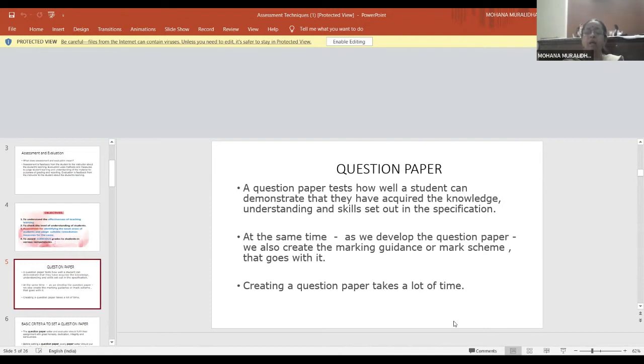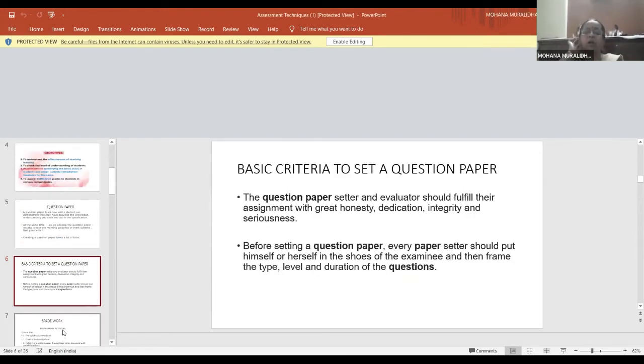So it is very essential that as and when we set the paper, we need to go with a marking scheme. So let us keep this very, very important point in mind. When we set a paper, we need to have a marking scheme. Kindly have this in mind and let us proceed setting a paper keeping this in mind. So this is one thing which I wanted to tell you about. So the purpose of setting a marking scheme is to decide about what kind of mark can be allotted for a particular question. Now, what is the basic criteria to set a question paper?